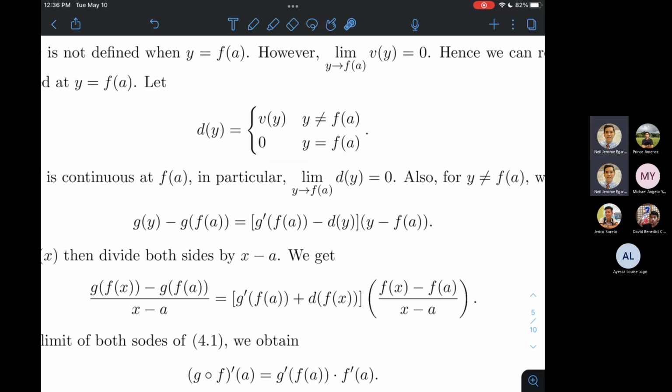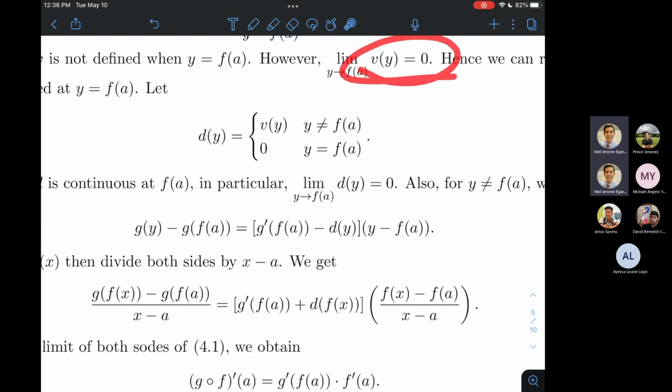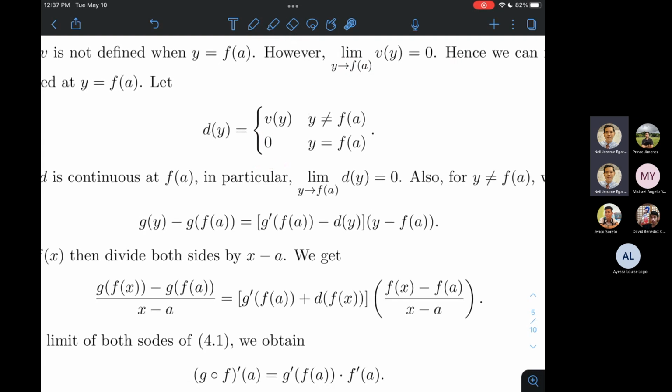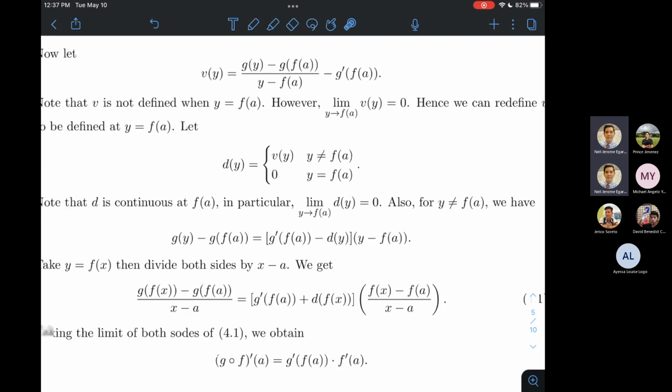So in other words, the limit of v of y as y approaches f of a is still equal to 0. Okay? Because that's all we look at when we are taking the limit as y approaches f of a. All right? So it is equal to 0. The function value does not matter. But v of f of a is equal to 0 by the red definition that we made. So essentially here, we have a function v that is continuous, or that was purposely designed to be continuous. Okay?